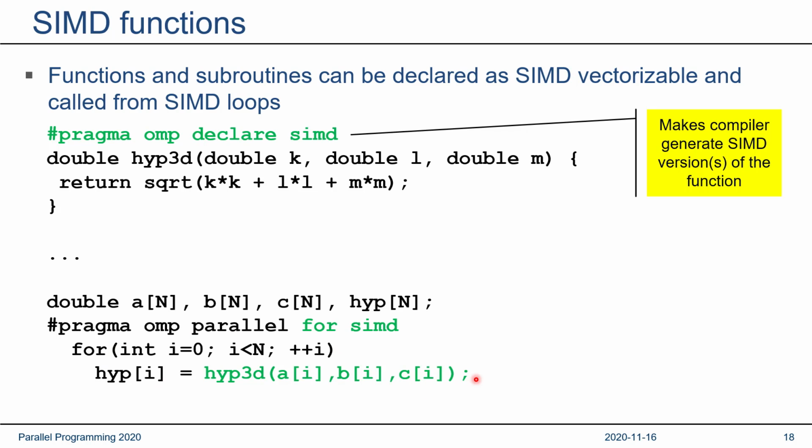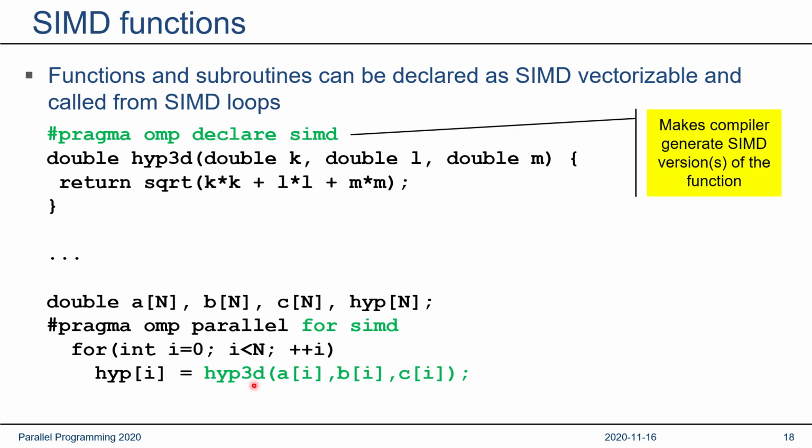I'm doing this as usual, but the SIMD clause here in this parallel loop tells the compiler to try to find a function hyp3d that is actually SIMD compatible and SIMD vectorized, and call it in a SIMD way, which means the function is not called for every individual loop iteration. The function is called for 2, 4, 8 or more iterations at once, using not scalar variables, A of I, but vectors, A of I and A of I plus 1, for example, if the SIMD size is 2.